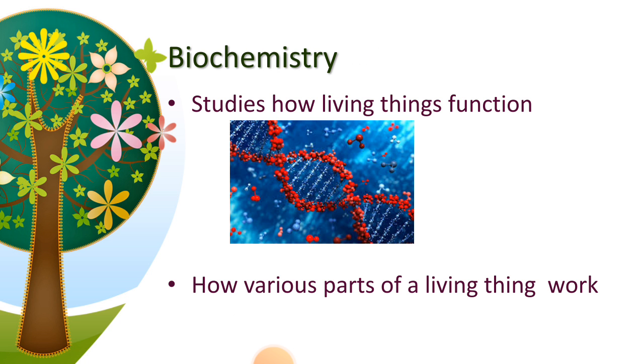Now, note the difference. Organic chemistry studies living things, but this one studies how living things function. For example, you as a living thing, you've got organs inside you. You walk, you eat, you breathe, you sleep. But how do these things happen? The branch of chemistry that studies how these things happen, how you urinate, how you defecate, is biochemistry. So it studies how various parts of a living thing work.